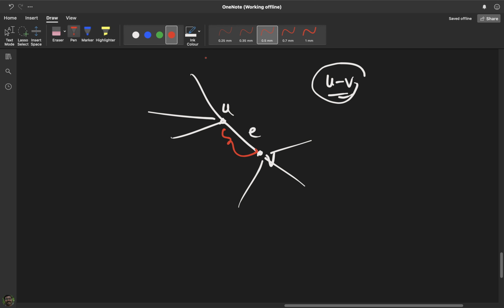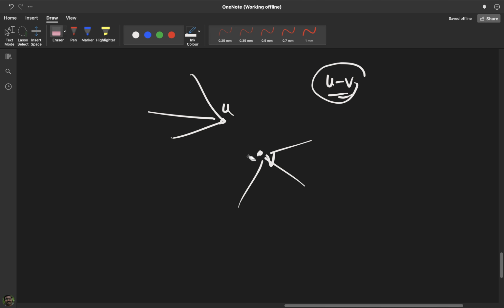Okay, so if I delete this edge E, what will happen? This tree will be divided into two components. Because there is exactly one edge, and therefore exactly one path between u and v, because in a tree between any two vertices you can have only exactly one path. So when you delete that edge, the tree will become disconnected. Okay, I hope it is clear.